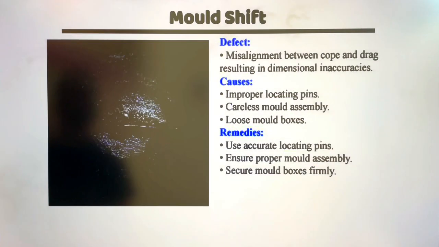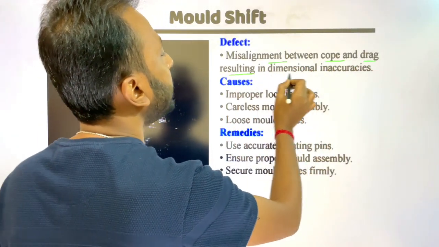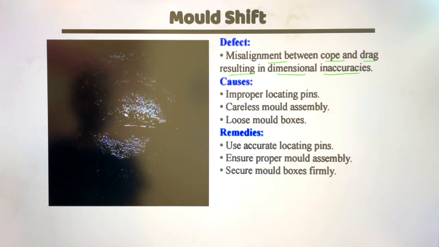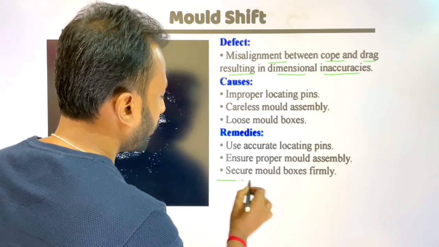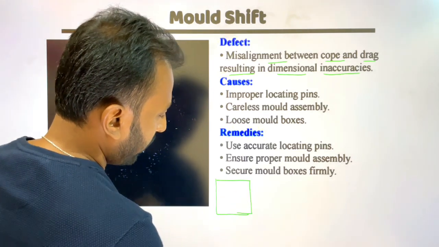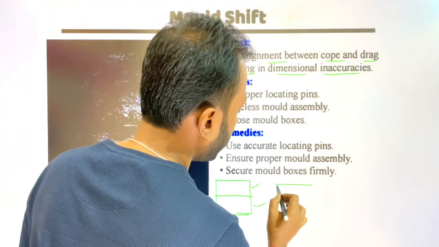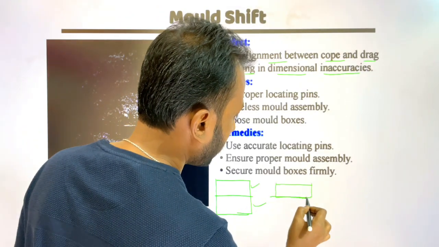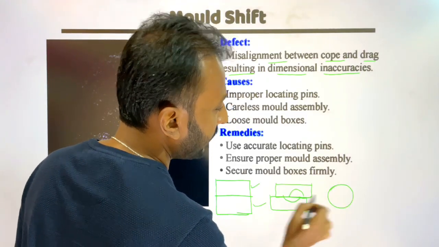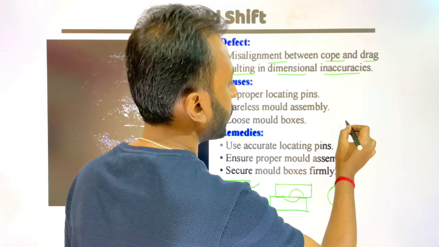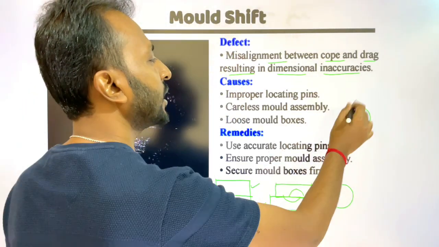The next is mold shift. Misalignment between cope and drag resulting in dimensional inaccuracies. In this figure we can see the mold shift. When we are doing the molding process, this is the cope and this is the drag, but the cope and the drag have been shifted. So the product should be like this, but in this process the product will be like this. This is the product. It has been shifted.